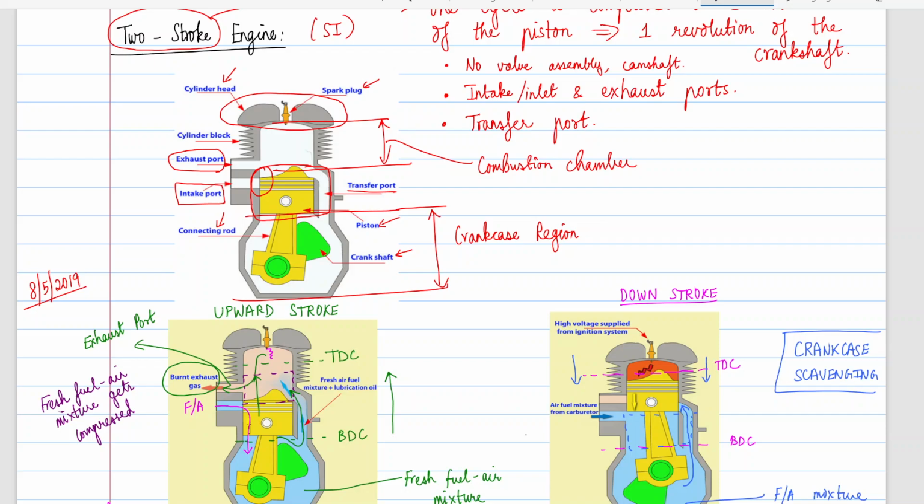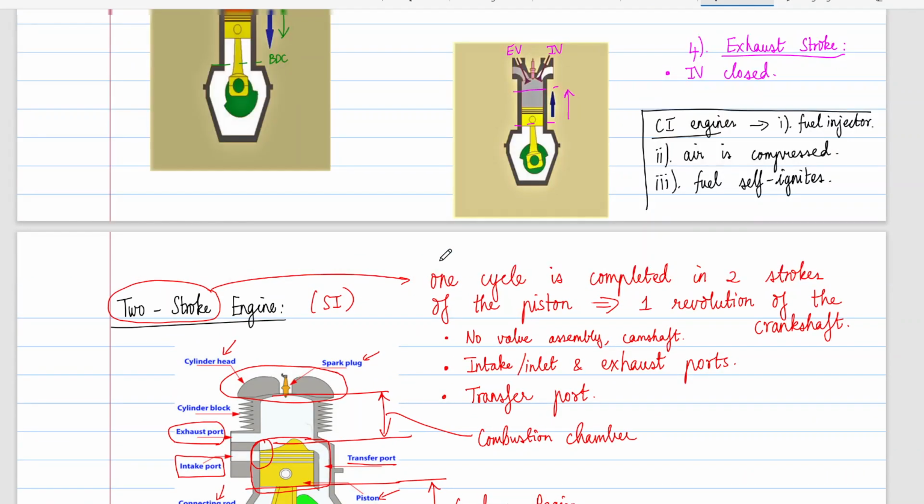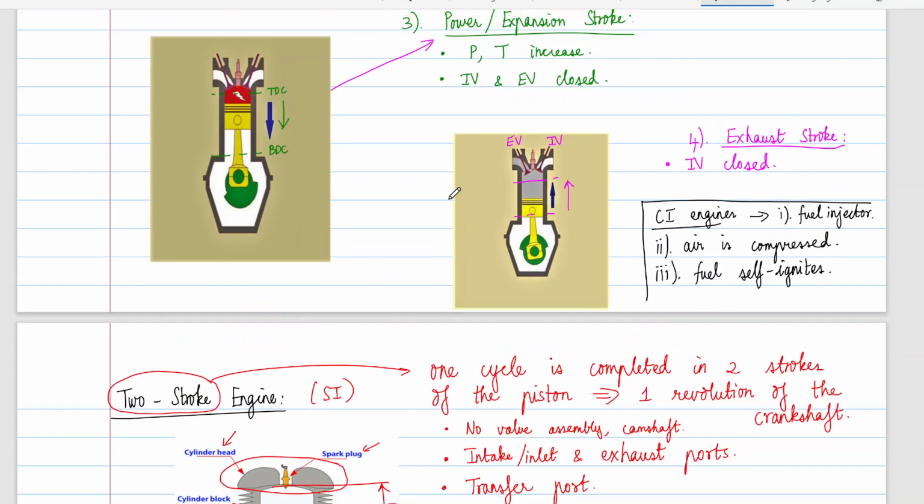Yes, sir. Sir, one more doubt, sir. In a diesel engine, we intake only the air, no, sir. Only at the end of the upward stroke, the fuel will be injected by the fuel injector. Right. So only the air will be wasted, no, sir. Yes, yes, yes.